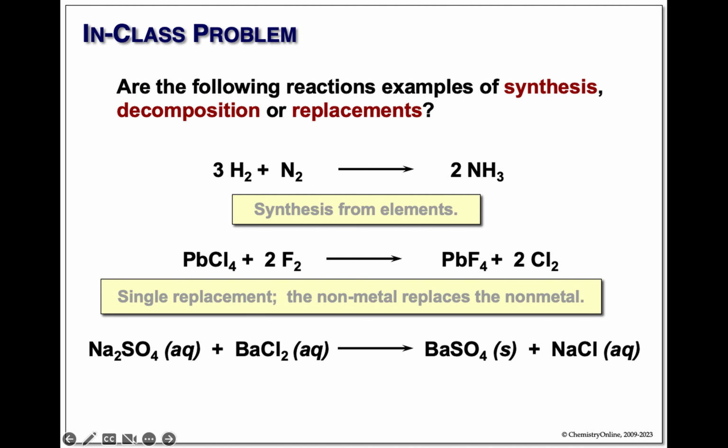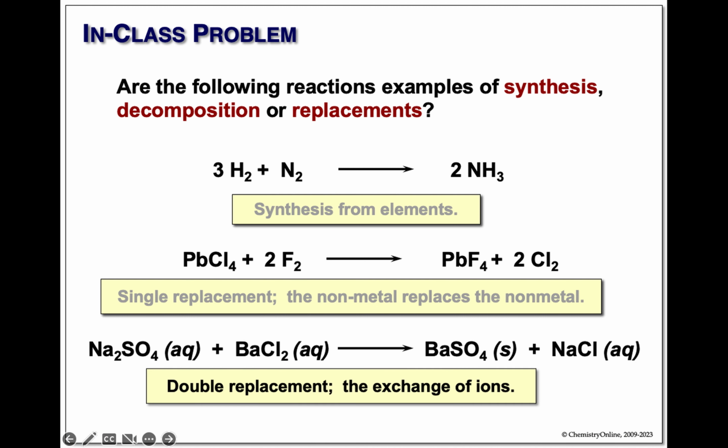Aqueous solution of sodium sulfate and barium chloride. We mix these together, we get insoluble barium sulfate and sodium chloride, which stays in solution. This again is a signature double replacement reaction. Any questions?